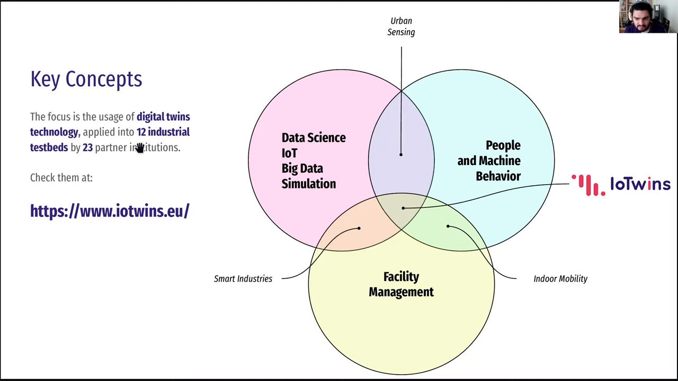And the other concept is people and machine behavior, because you may have lots of data, but this data can describe how people move, can describe what people do within a building, within a facility. You can describe how machines are behaving, how the infrastructure of the building is working. You have energy management, you have temperature, you have consumption, and so on. And the different intersections of these concepts are particular areas or disciplines of study. So you have smart industries here, urban sensing, indoor mobility, and at the intersection of all these areas is this project, IoTwins.